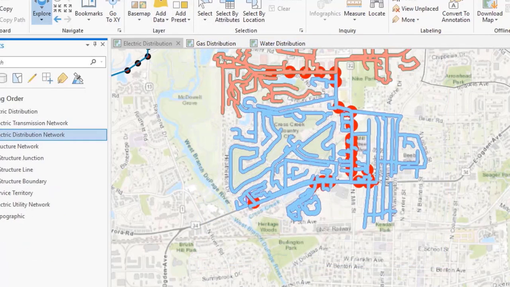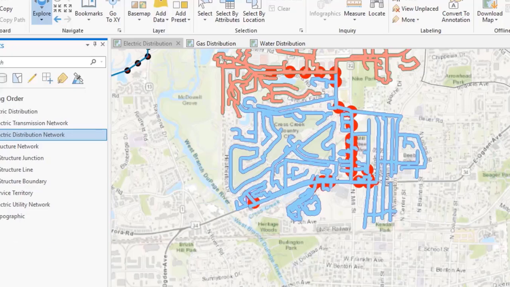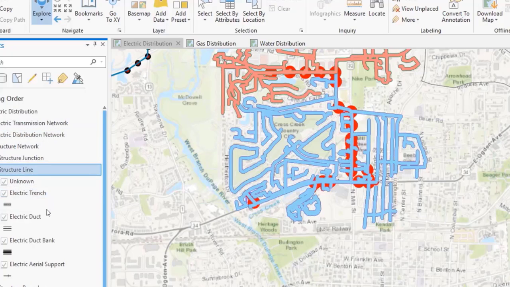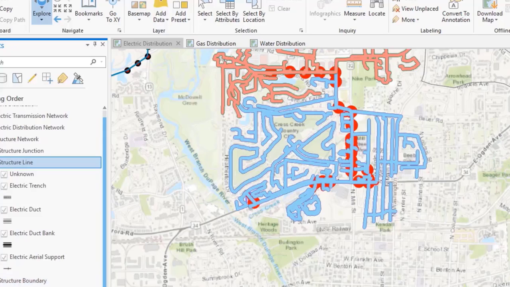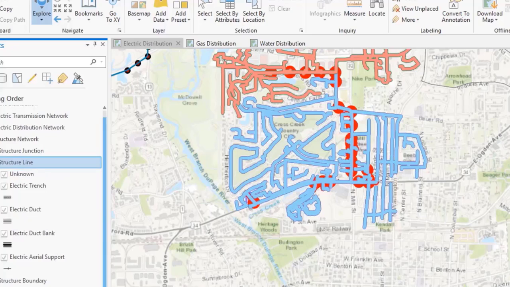So really interesting configurations. The structured network, regardless of domain type, is going to have junctions. So these are all specific to either transmission or distribution electrical networks. They'll have lines such as trenches, ducts, and shield wire. And then your boundaries represent things for electric, such as vaults, cabinets, substations, or other facilities.